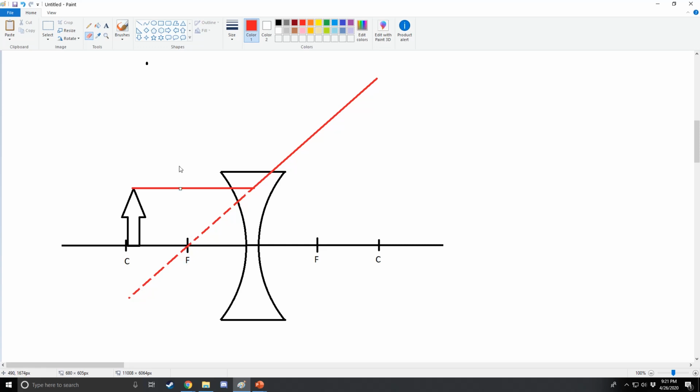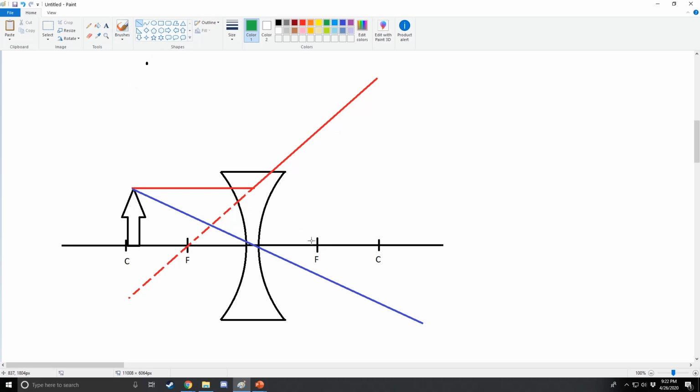All right, so then the next one is going to go. The good thing is I always like this one through the center, because that one's pretty much always going to be like that regardless of which type of lens it is. So we have this one, and then the next one is going to go through the focal point, and then parallel. Now, once again, we're not going through this focal point because this isn't a converging lens.